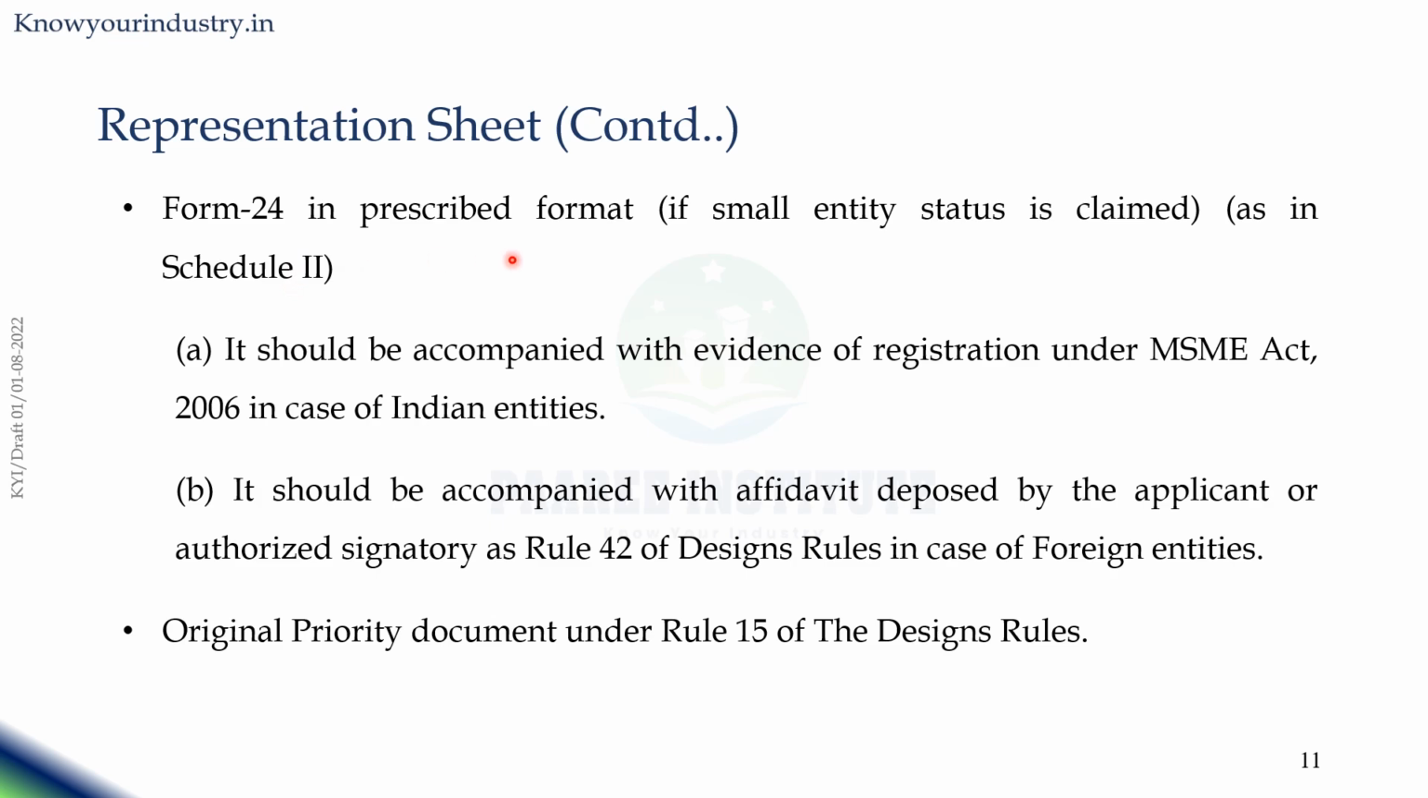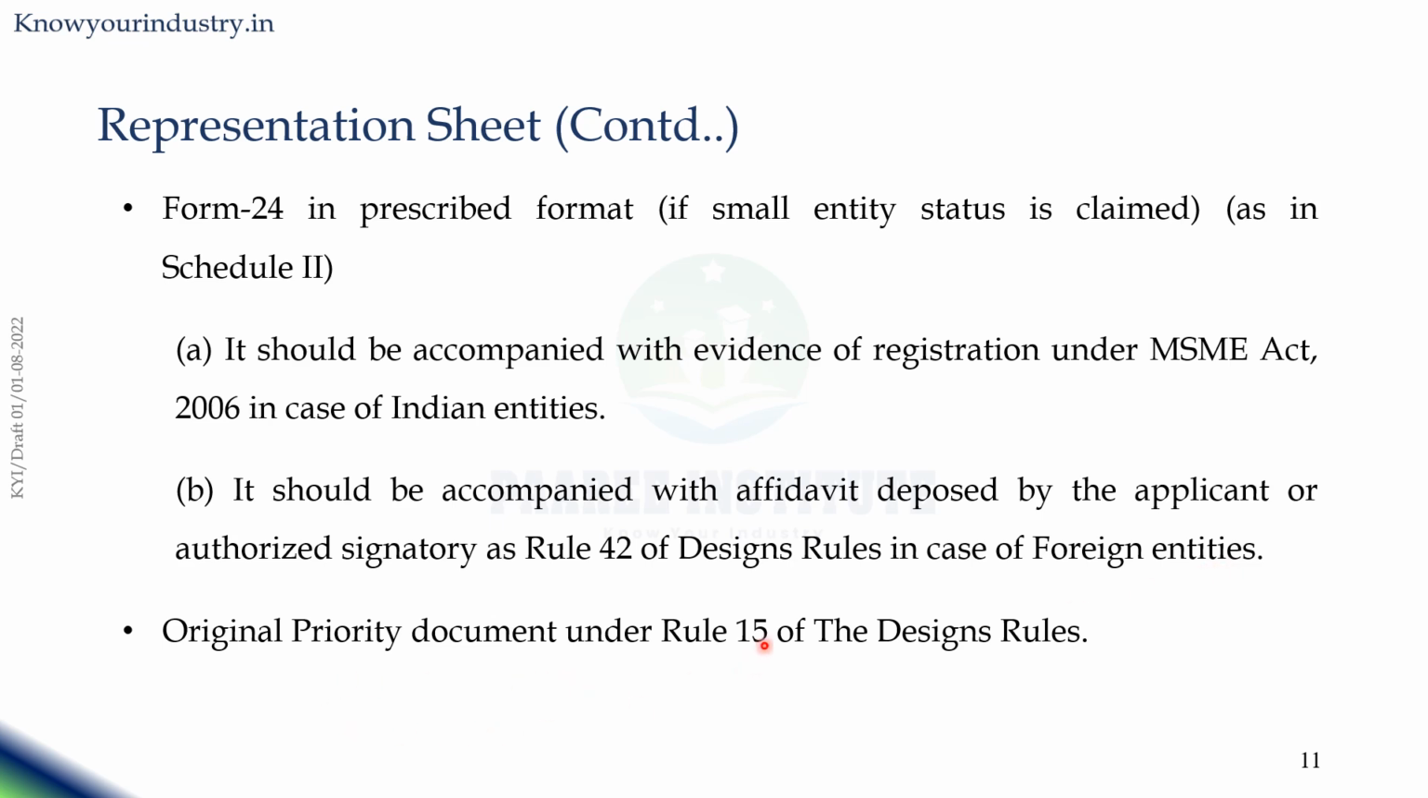Form 24 in the prescribed format. If small entity status is claimed, as in Schedule 2, it should be accompanied with evidence of registration under MSME Act 2006 in case of Indian entities. It should be accompanied with the affidavit deposed by the applicant or authorized signatory as per Rule 42 of Design Rules in case of foreign entities.